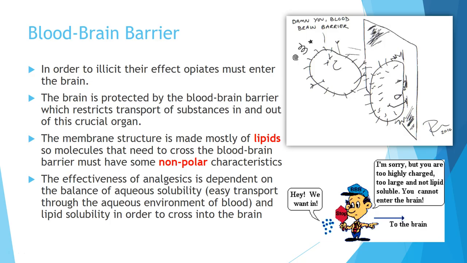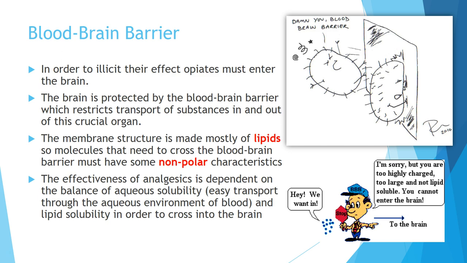So one of the biggest problems is because morphine and other opiates act in the brain, we've talked about how we can increase bioavailability by increasing water solubility into our blood, but these need to actually get into our brain. And the brain has what we call a blood-brain barrier, and it's designed to protect our brain and really restricts the transport of substances in and out. Okay, so this membrane is mostly made of lipids.